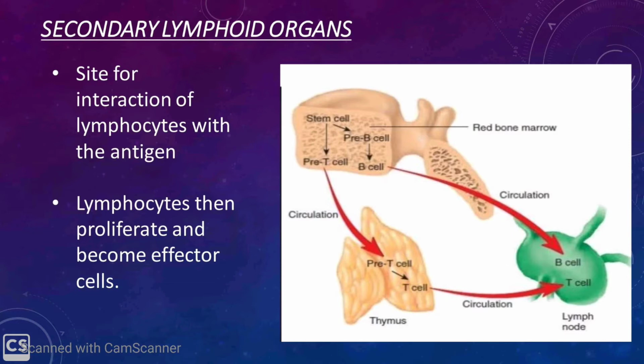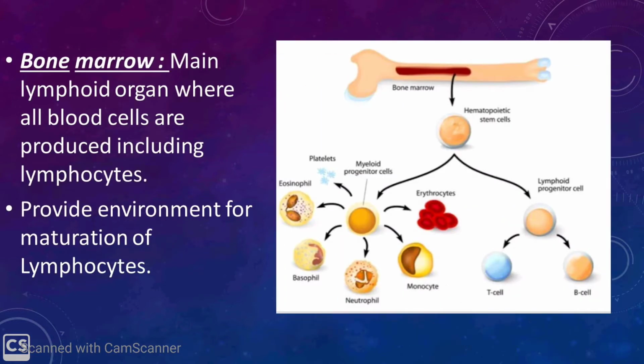We can see how the bone marrow produces B cell and T cell from the stem cell. The pre-B cell matures in the bone marrow itself, while pre-T cell moves to the thymus. There it matures, and B cell and T cell act at the lymph nodes. Bone marrow is the main lymphoid organ where all body cells are produced including lymphocytes. It provides environment for maturation of B lymphocytes also.